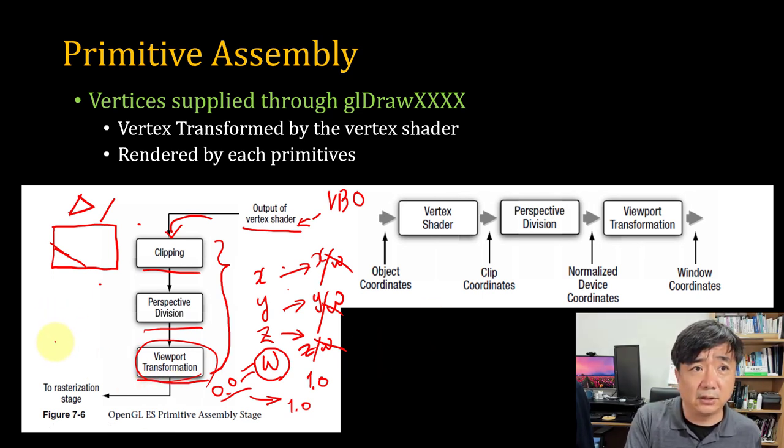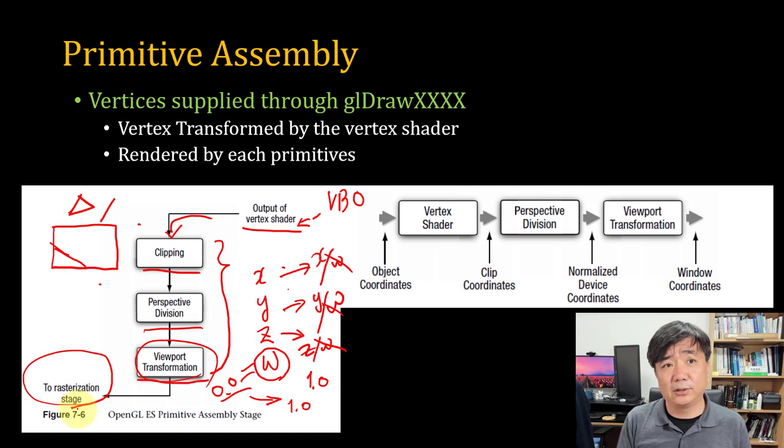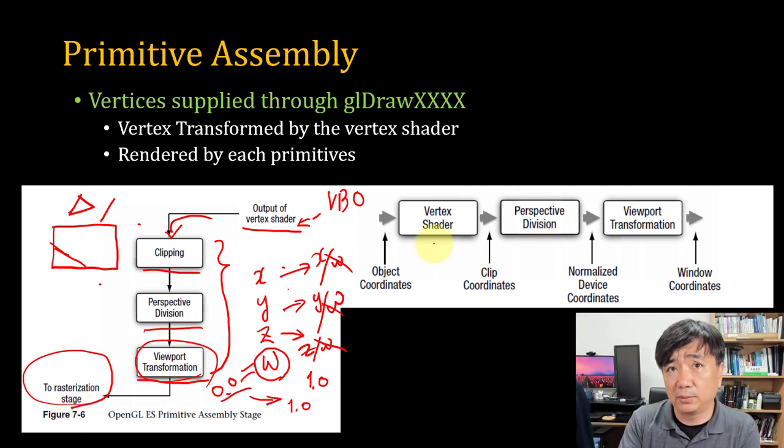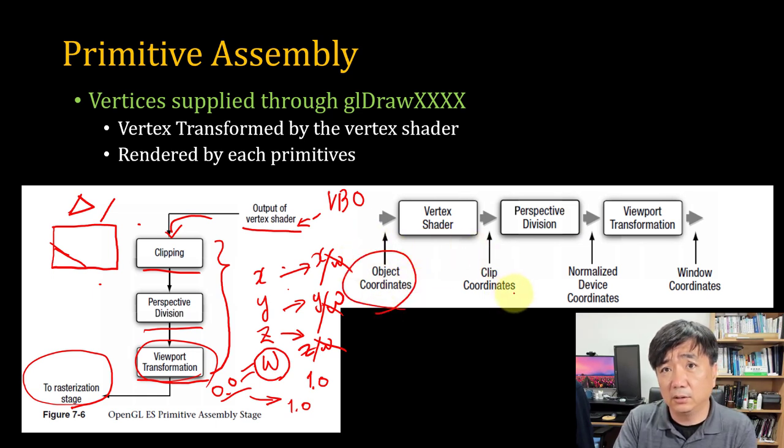Then it is sent to the rasterization stage. So rasterization can be done based on the screen coordinates. Okay. So there is another example. So the object coordinate is after the vertex shader, then it goes to normalized coordinate.